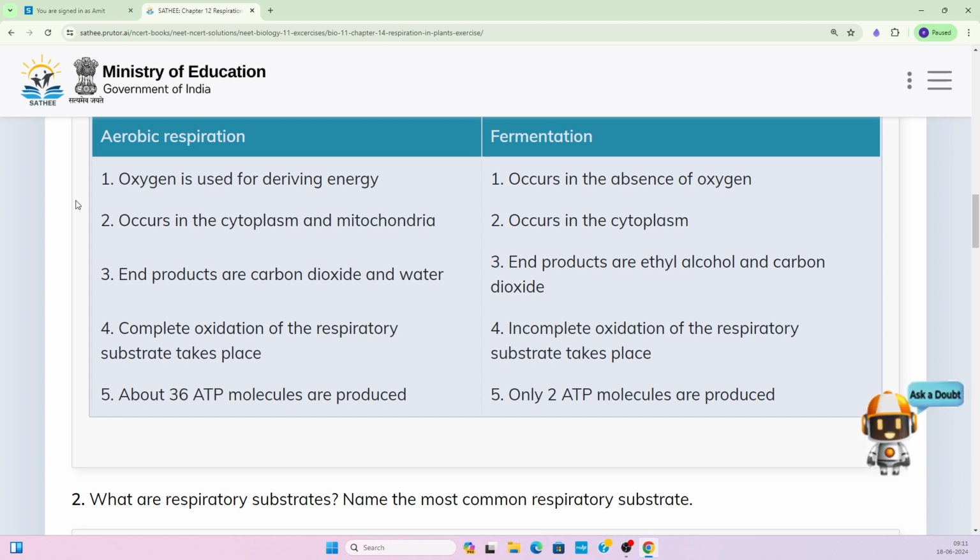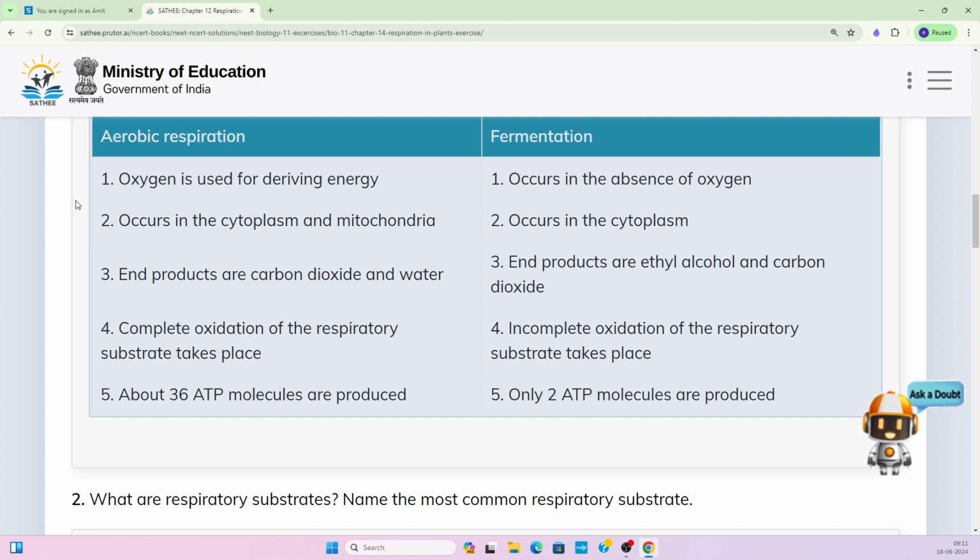The end products are carbon dioxide and water. So what will be the end product in the case of aerobic respiration? The end products will be carbon dioxide and water. Whereas in the case of the fermentation process, the end products are ethyl alcohol and carbon dioxide. Instead of only carbon dioxide, it gives ethyl alcohol, and the carbon dioxide is also produced.